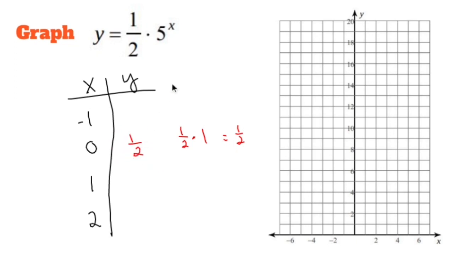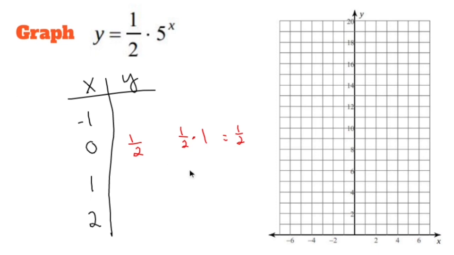Now, a trick that we can learn here is whenever you plug in 0, whatever number is being multiplied to our power, that's going to be your y-intercept. Fun fact. As long as you're not adding anything over here. Don't want to screw that up.